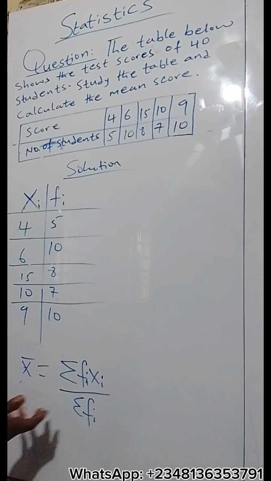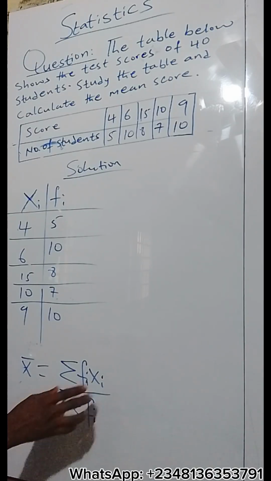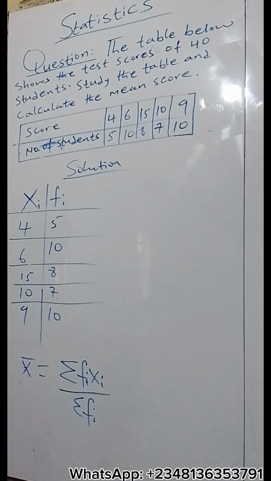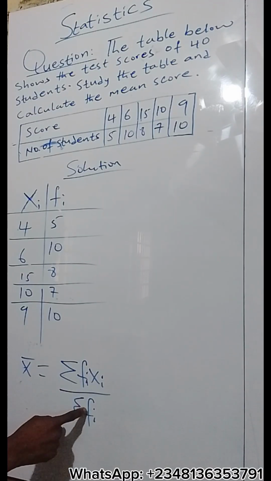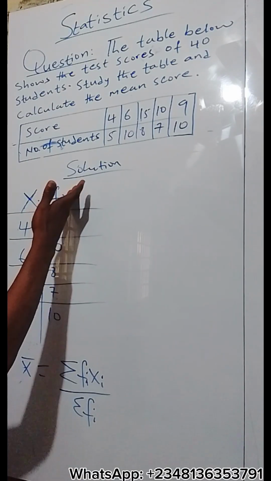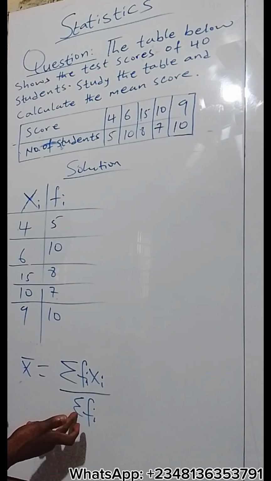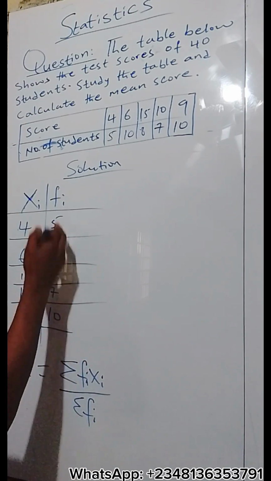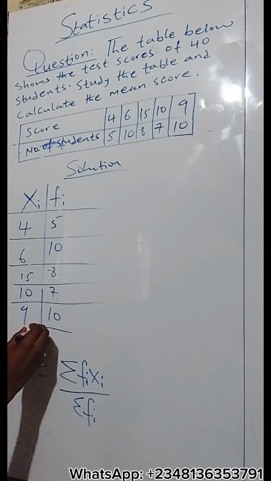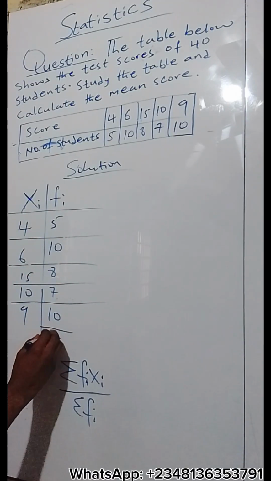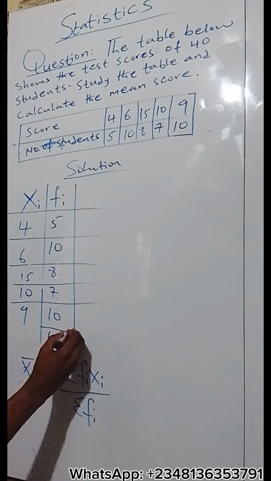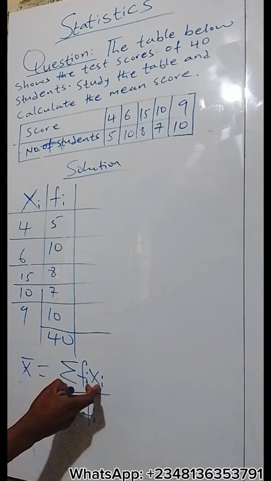Here is the formula. This formula will guide us on what we are going to do with our table. You can see in this formula we have f sub i x sub i, then we have f sub i. We already have x sub i here. To get the summation f sub i, what we need to do is just to sum what we have here. When we sum what we have here together, we are going to have 40. This is 40.